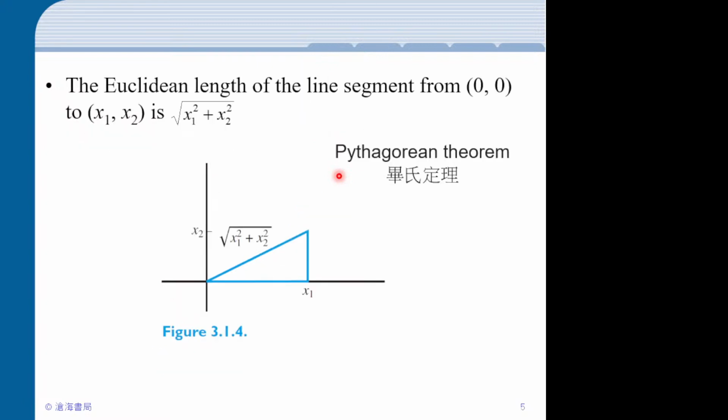And here, length is probably something you learned in middle school. So the length you can calculate from the Pythagorean theorem. And this is the square root of x1 squared plus x2 squared. Okay. So this is x1, this is x2, and this is the square root of x1 squared plus x2 squared. Okay, that's the length. I think we'll calculate length much later in this chapter. Okay, so for now, this is a quick review.